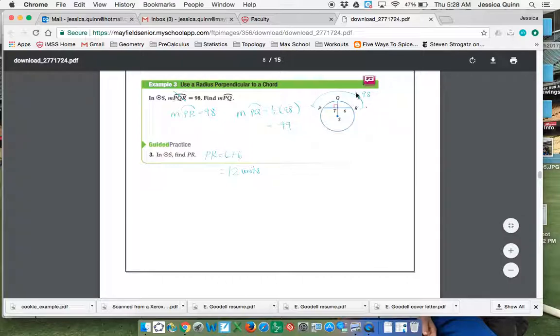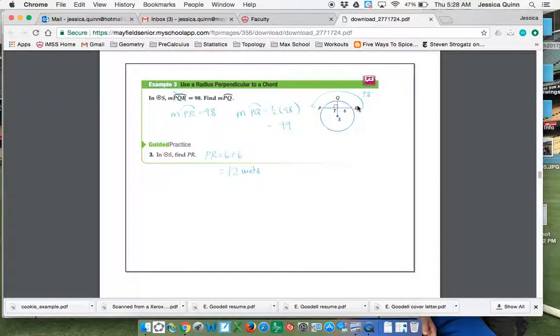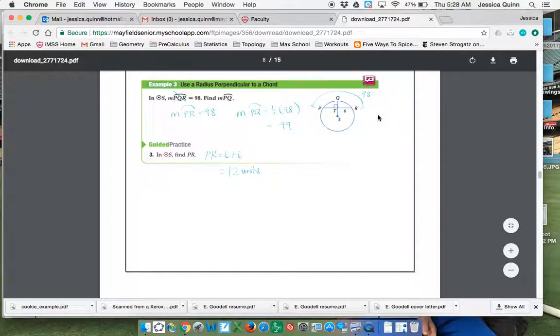And then I just drew that on this picture. And then we have here this radius that's perpendicular to that chord. So what does that mean? It means the chord has to be bisected and the arc has to be bisected. So if the whole entire arc is 98, then half of that arc would be 49 degrees.